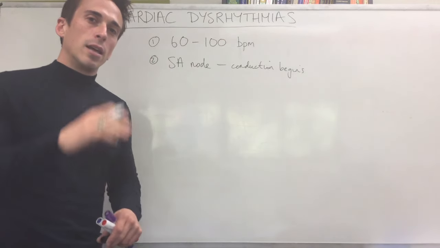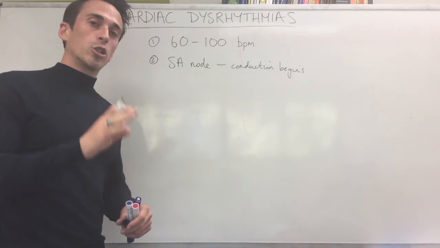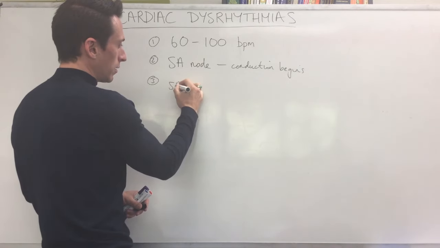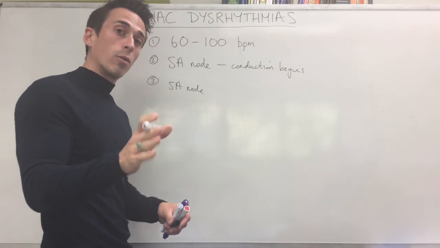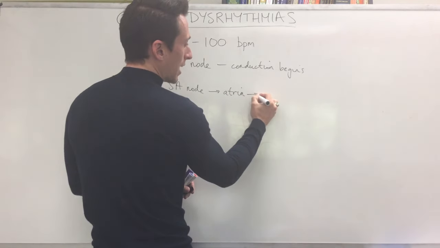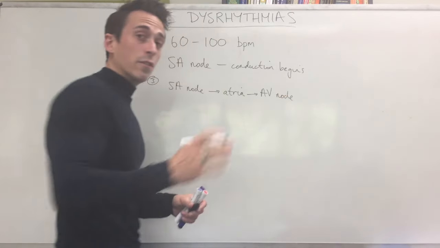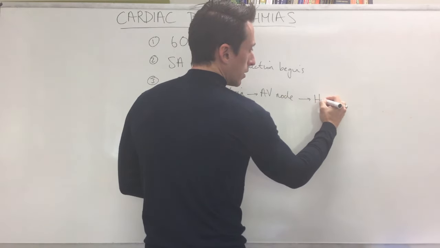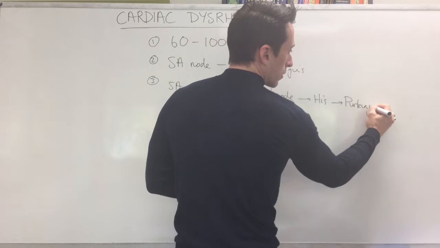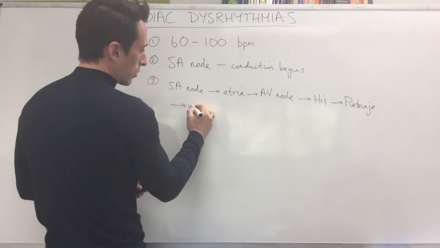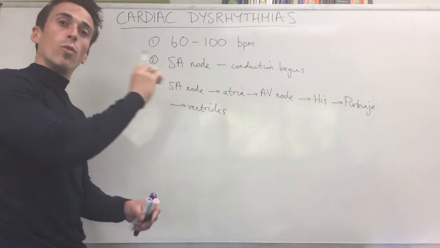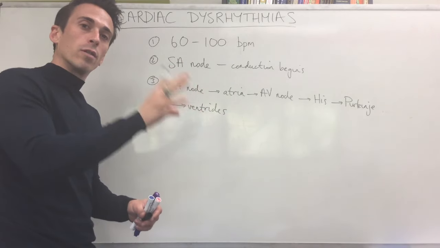The next point is that the signal should propagate along the normal conduction pathway, which means it needs to start at the SA node, like we just stated, and then go through the normal conduction pathway. That means it goes from the SA node to the atria, from the atria to the AV node, from the AV node to the bundle of His, and then through the various Purkinje fibers, and then from the Purkinje fibers through to the myocardium of the ventricles. So this is the normal conduction pathway, and this is the way that the action potential should propagate in order for the muscle to contract appropriately.